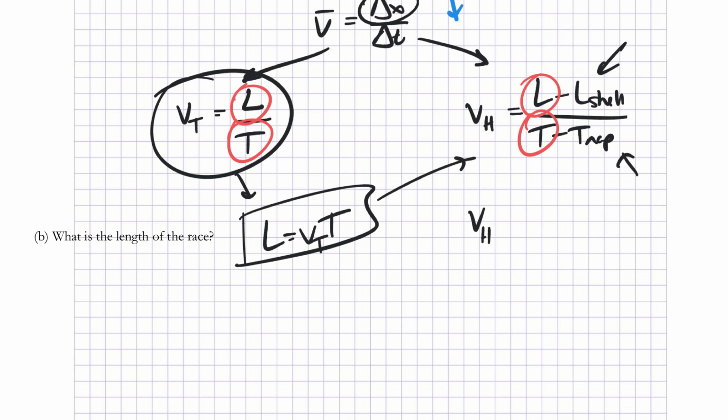Say V hare equals L. Oh, no, we're not writing L, are we? We're going to write, let's see, we're going to write V. Dang, I don't want red.